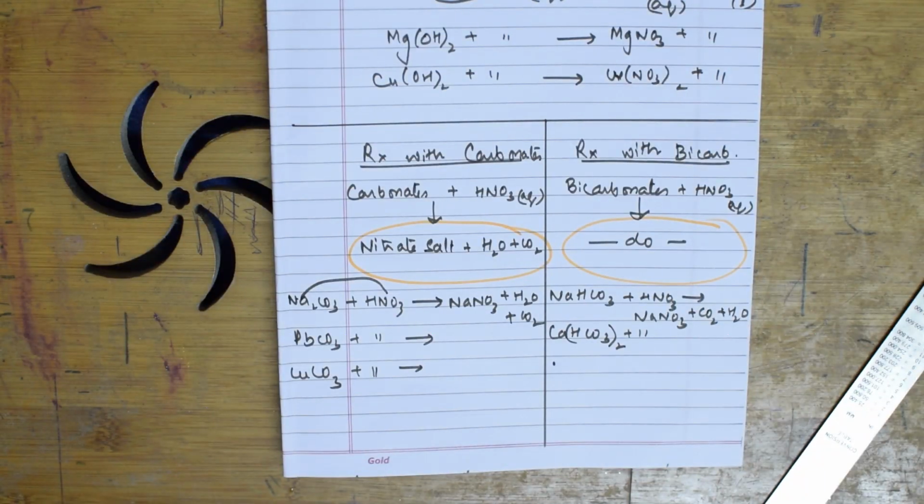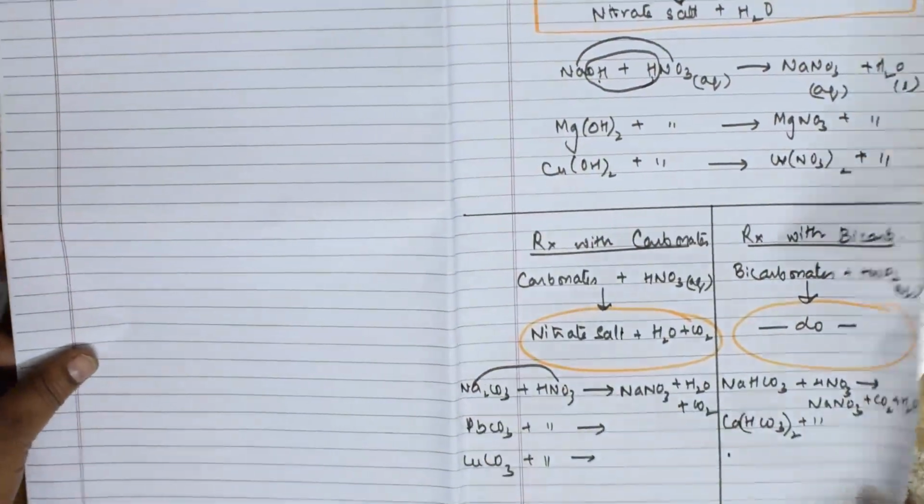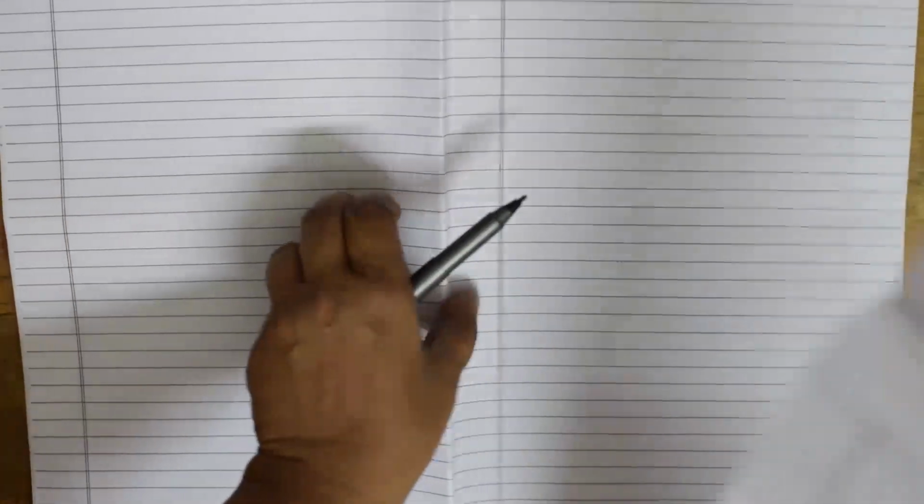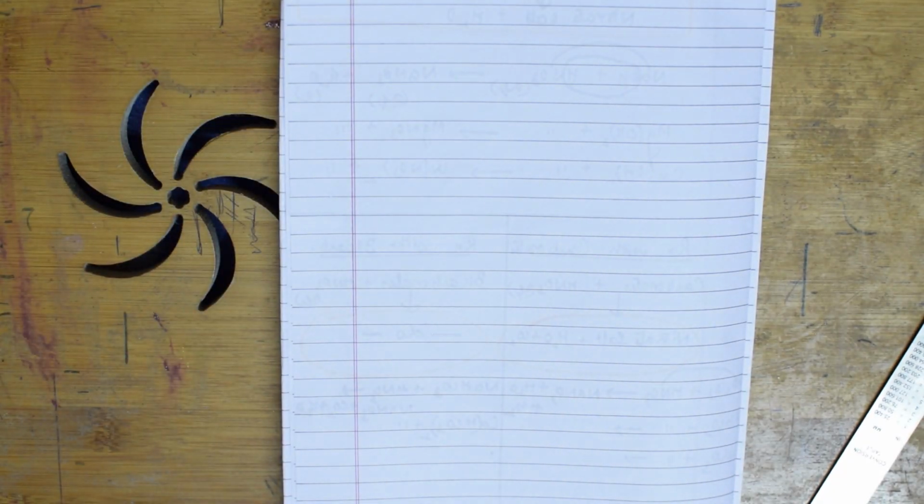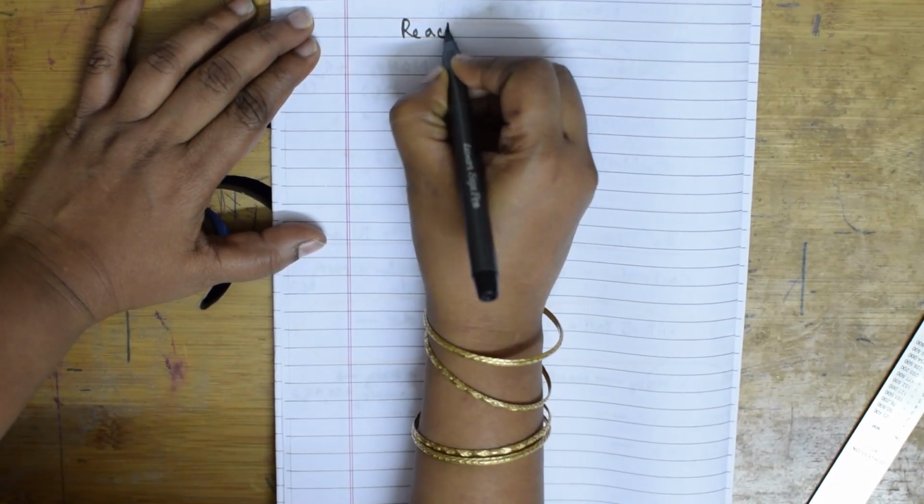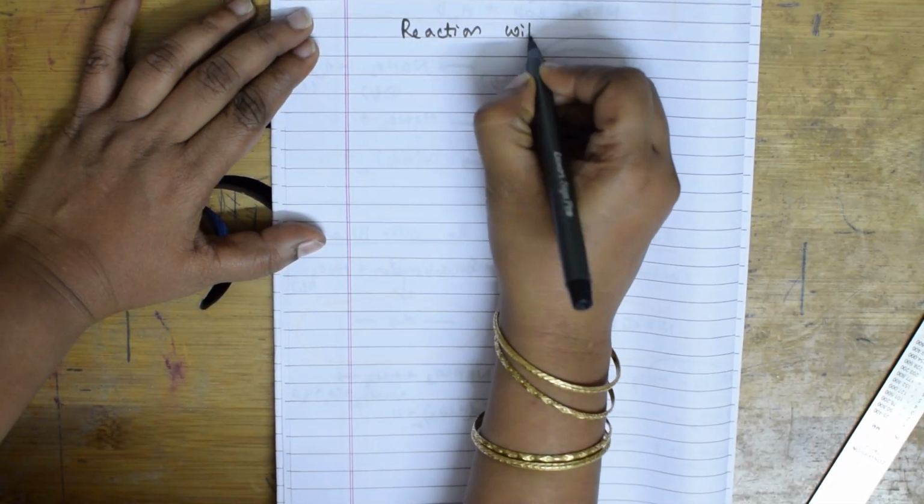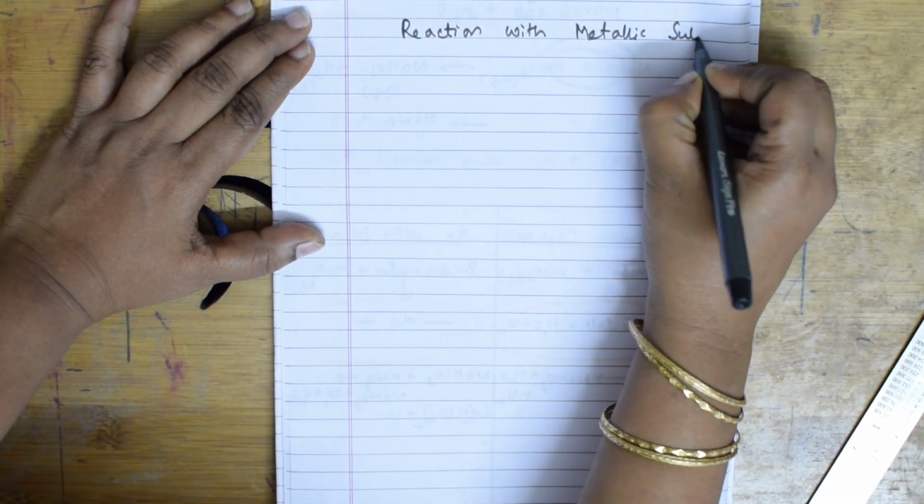Now after carbonates, after bicarbonates, after dilute nitric acid and concentrated nitric acid, let us come back and write the reactions involving metallic sulfates. Let me turn the page and fold and show you. I'm taking this page. Yes, I'm folding this page. Now let's see what happens when your nitric acid reacts with metallic sulfate. So I'm writing it here. Reaction with metallic sulfates. Okay, what is that?